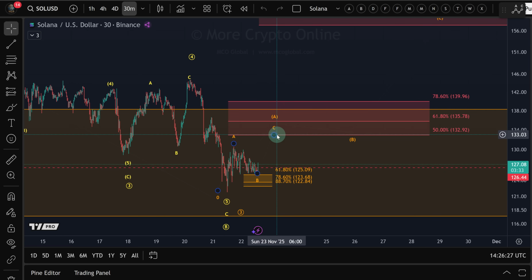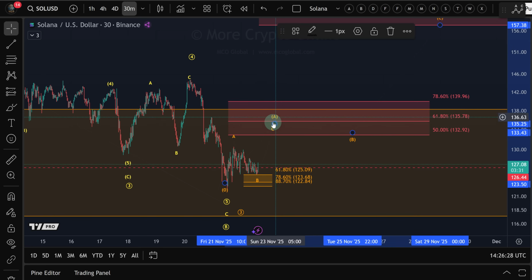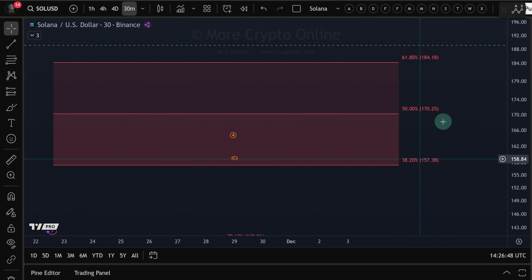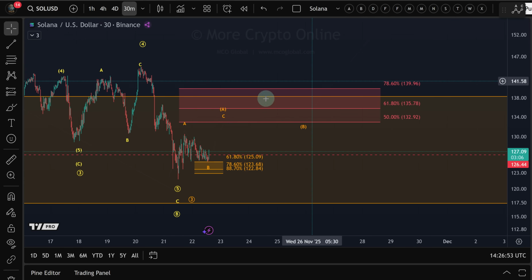From here, a C wave bounce can start, for example wave C of a larger A wave. The resistance zone that could then be reached is between $132.90 and $140. This is the very first and earliest resistance zone that could be tested. The next larger degree one is between $157 and $184. This is the larger main resistance zone, whereas the smaller one is down here.